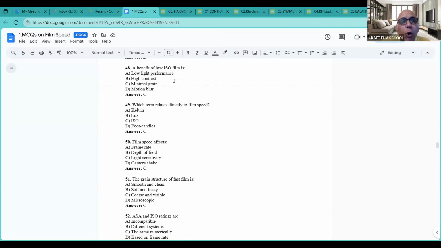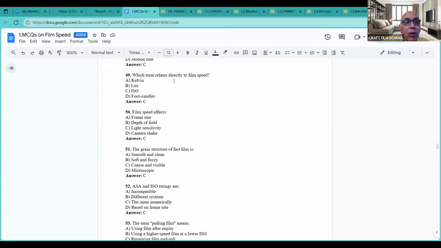The benefit of low ISO film: why do you use the low ISO film? Because of the grain, fine grain technology, because the image quality is much smoother when you use the fine grain film. So the primary aim is basically to get the finer image, minimum grain.